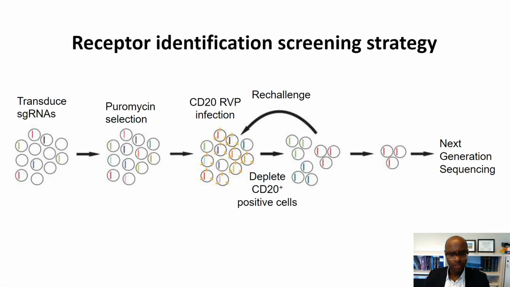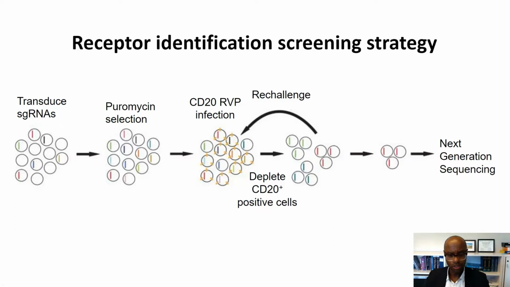And so we use this system to design a CRISPR-Cas9 screen that's shown on this slide. In this case, we have guide RNAs that are transduced into cells. This is followed by puromycin selection. Once puromycin selection happens, all cells should have, the way we set up the experiment, a single guide targeting an individual protein. We take these cells, and we challenge them with RVPs, or reporter virus particles, that express CD20, being again this cell surface marker.